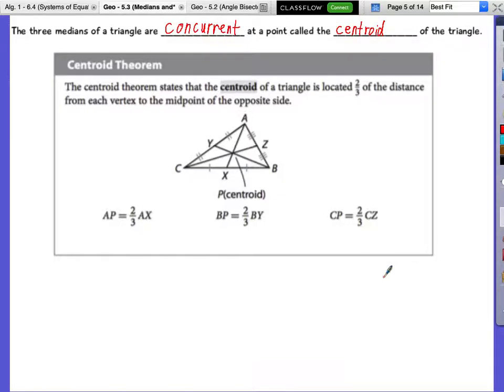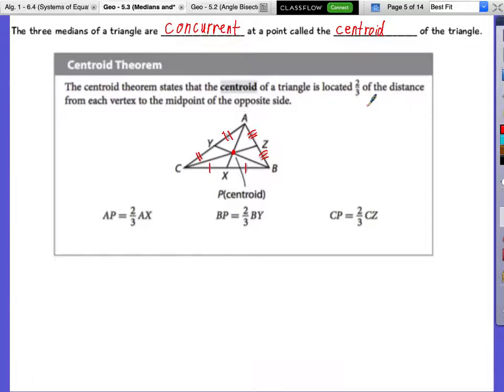And we have the centroid theorem that goes along with it. The centroid theorem states that the centroid, where the three medians meet, and we know it's three medians meeting because each goes from a vertex to the midpoint of the opposite side. You know it's the midpoint because these dashes are here. So we know these are all midpoints. So P here will be our centroid. The centroid is located exactly 2/3 of the distance from each vertex to the midpoint of the opposite side.